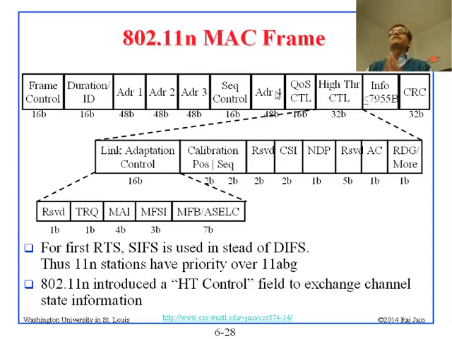So that's the kind of thing we do, is that we get the feedback from the receiver. That is what is done by these fields. This is called the high throughput control field, which is 32 bits long. In this 32 bits, 16 bits are what is called link adaptation. Then there is a calibration, and then there is a CSI, NDP, and all that. I'm going to explain that in a minute again.